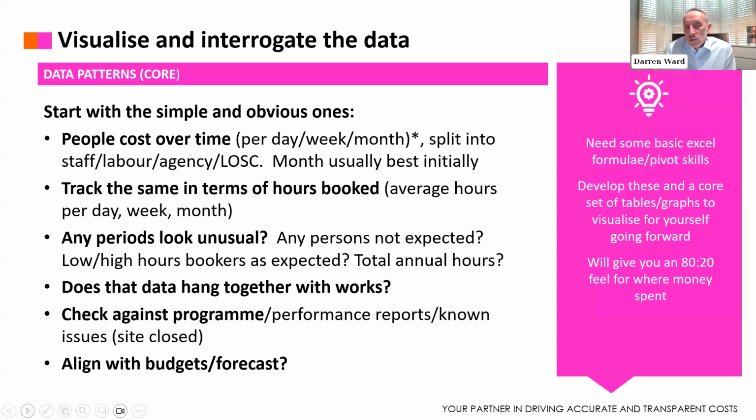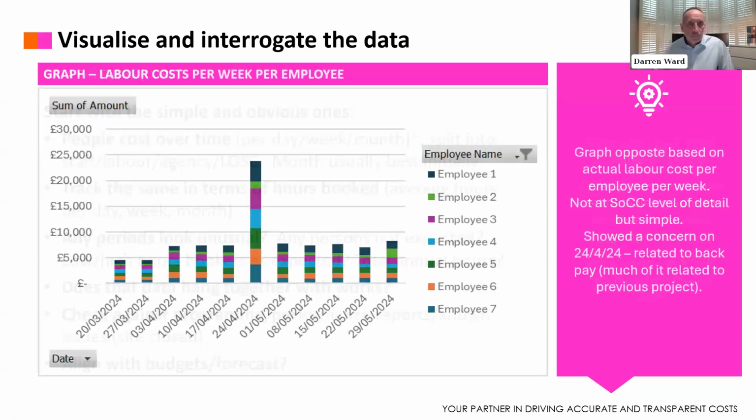You can track the same in terms of hours booked. So don't just look at the cost, look at average hours, day, week, month. All you're doing here is trying to look for something that doesn't hang together. It's not the norm, it's unusual, doesn't align to the works or budgets. What do you need here? You need some basic Excel formulae, pivot skills. And then what you'll do over time is start to develop these set visualizations that you can produce month in, month out, gives you a view of where the money's spent, and ultimately will give you better focus on what accounts and records you want to inspect.